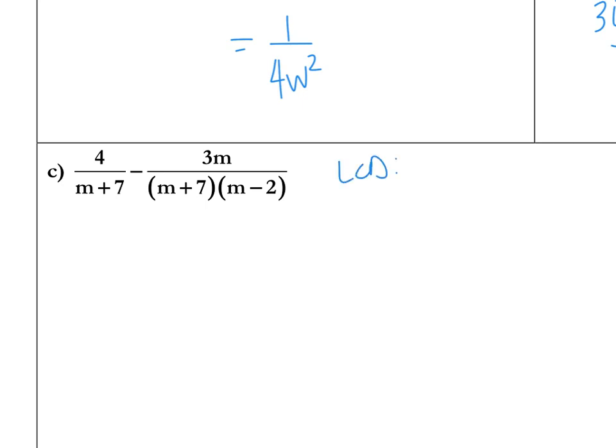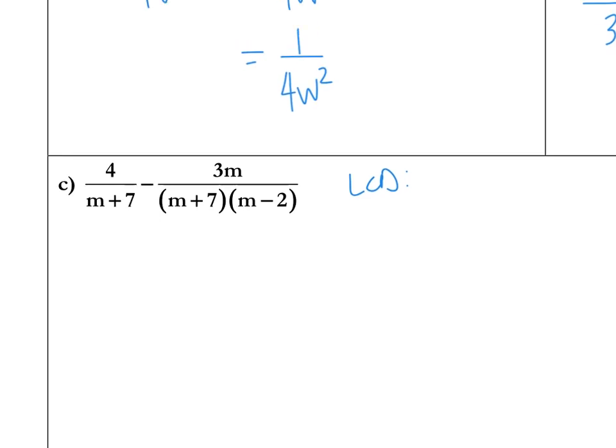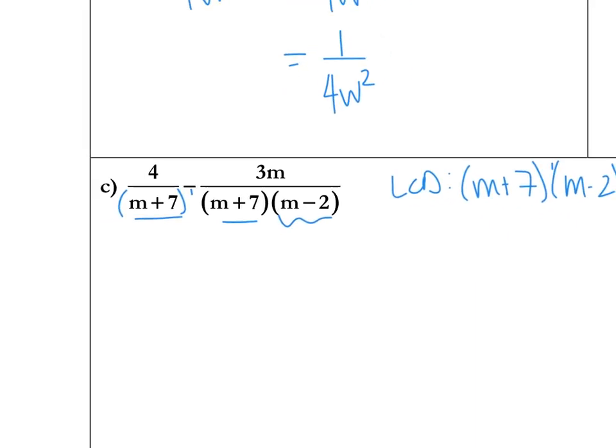So remember that when you're finding the least common denominator, you take the highest exponent of each factor that shows up. So m plus 7, that's just going to be m plus 7 to the first. And then we have an m minus 2. Okay. So this fraction on the right actually doesn't need any work because the denominator already matches the common denominator. But the one on the left is missing the m minus 2. So I need to multiply this by m minus 2 over m minus 2.